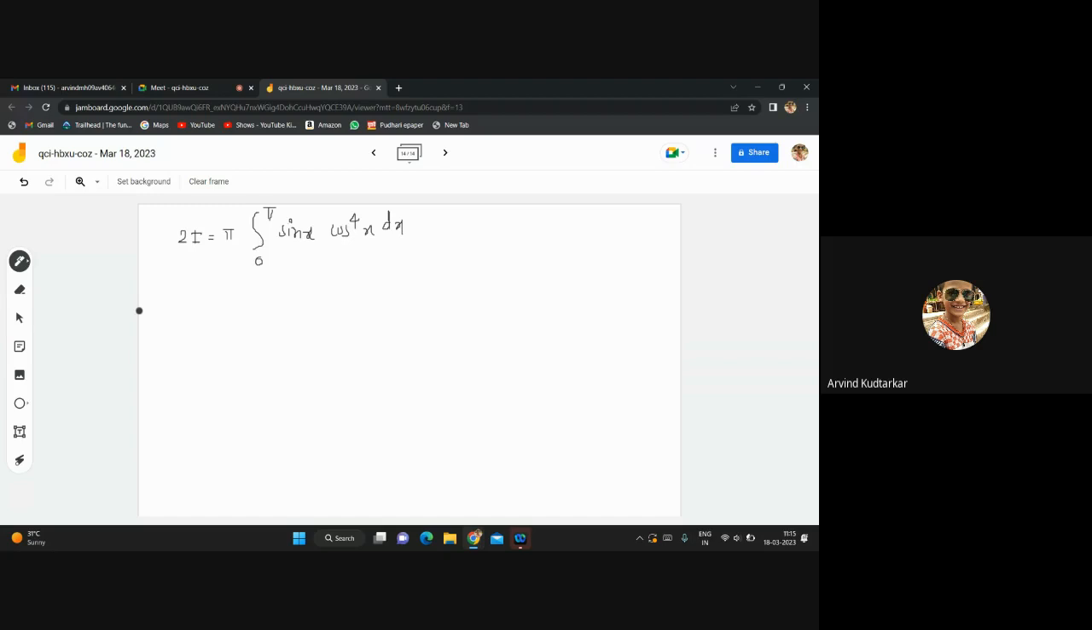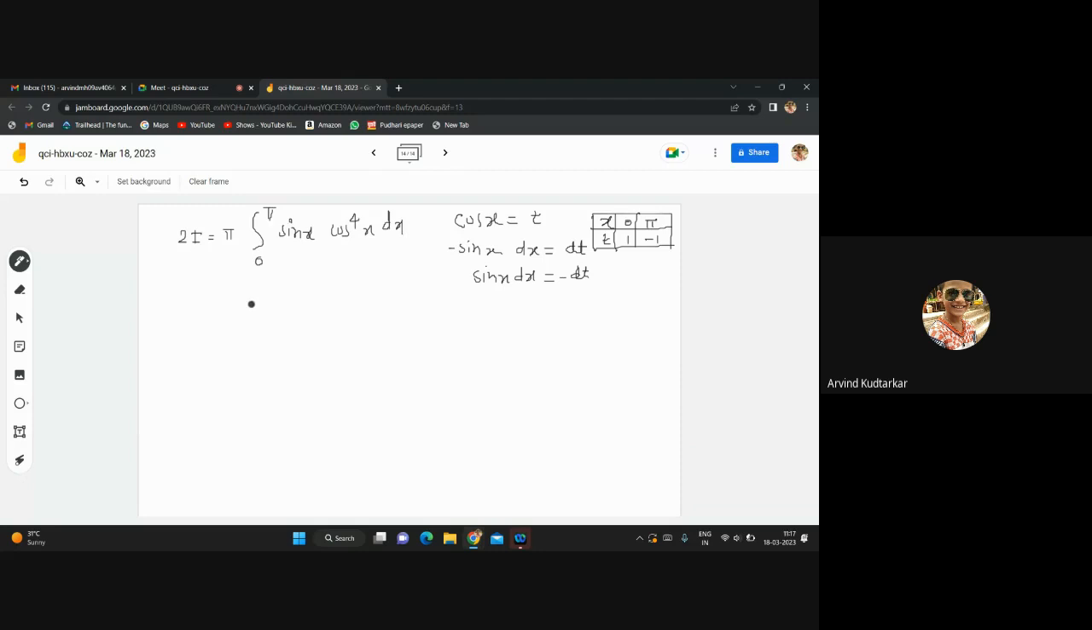And how do the limits change? Here, see how the limit changes. x runs from 0 to pi, so what limits will we get for t? Put x is 0, then cos of 0 is 1. And substituting x is pi, cos pi is -1. So the limits will be from 1 to -1.